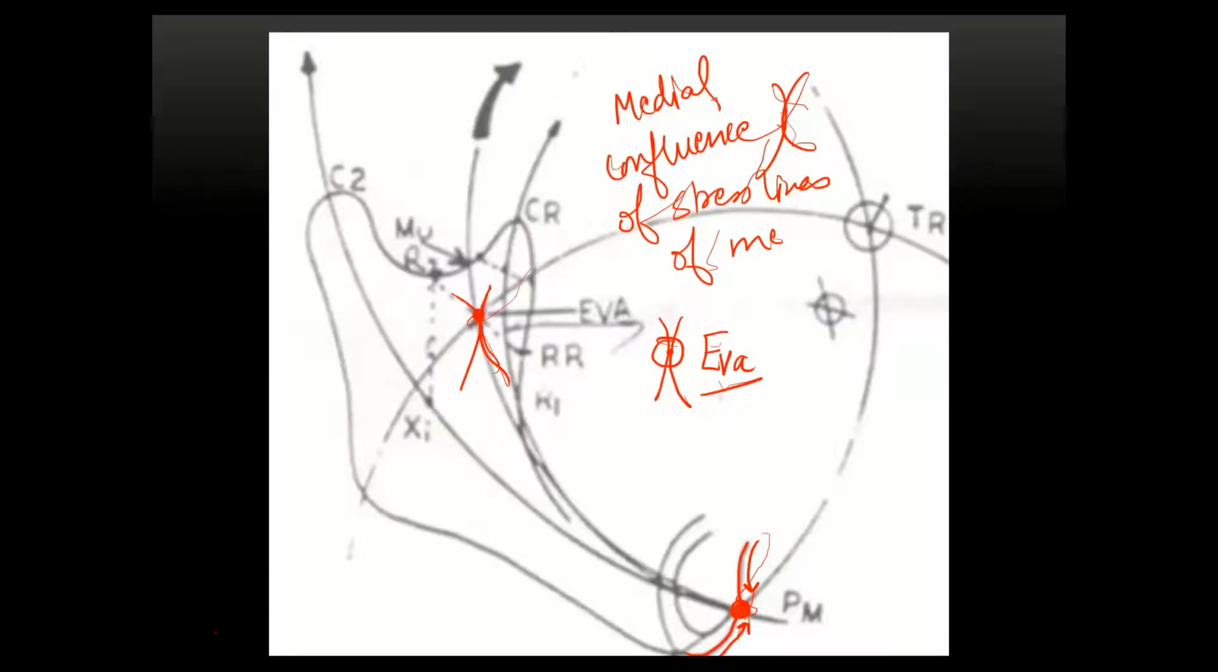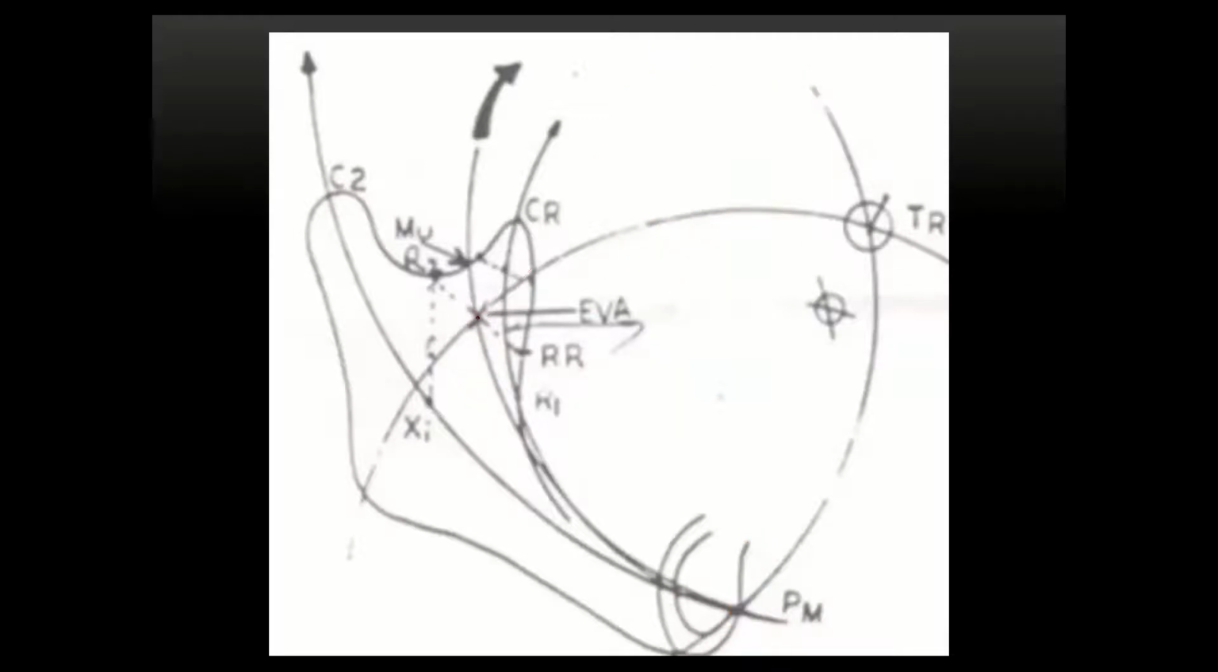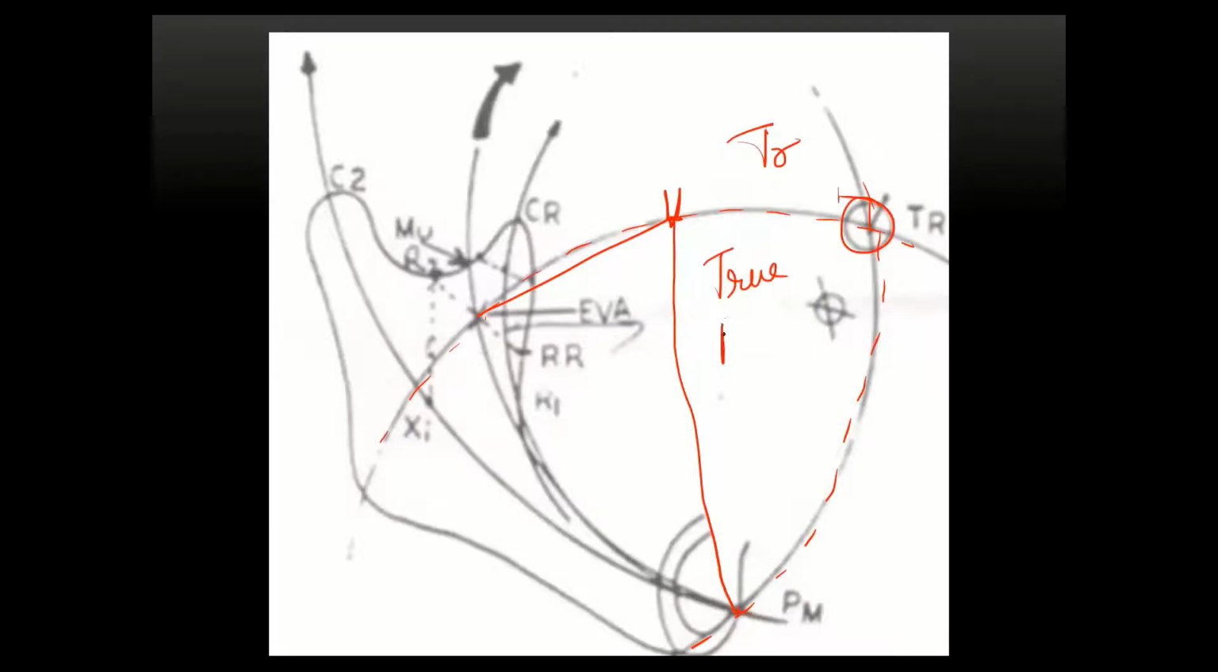Now I'll tell you how you draw the true radius. You take a divider, and you place it on PM and Eva. You got this length. Now you place one point on PM and you draw this line. Now you take one point on Eva and you draw this line. And where these two meet, that is called the TR point, which is called the true radius.